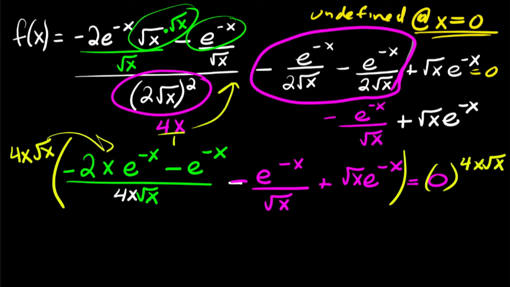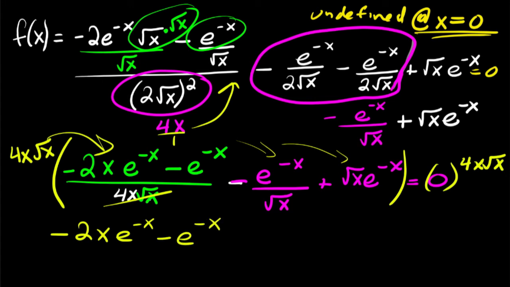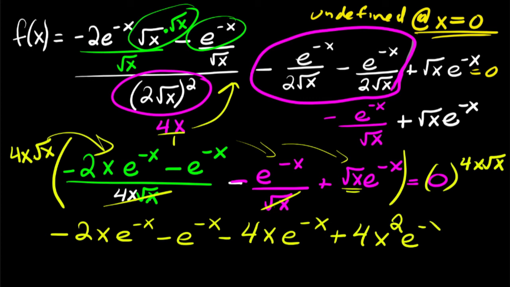Okay, so when I distribute this guy, that's going to get rid of that one. So I'm just going to have minus 2x e to the negative x minus e to the negative x. When I get rid of this square root of x, I'm still going to have minus 4x e to the negative x. And when I multiply these guys, that's going to give me plus 4x, and then square root of x times square root of x gives me another x. So this is going to be 4x squared e to the negative x is equal to 0. Wow.